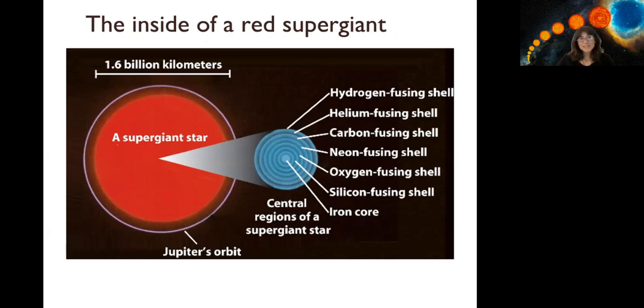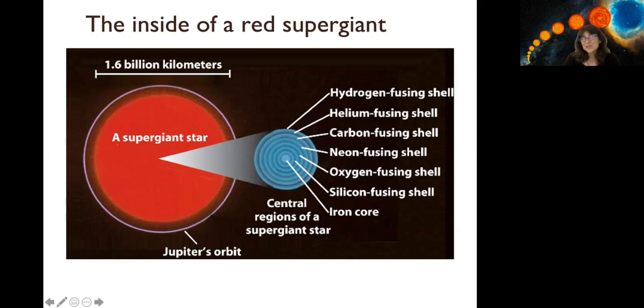So if you were to see a supergiant after a few of the fusion cycles, this is more or less what you would be able to see. A red supergiant is about the size of Jupiter's orbit. And at the very core, at the very end, silicon fuses into iron. So you would see a core of iron surrounded by a lot of shells. You would get silicon fusing, oxygen, neon, carbon, helium, hydrogen, all of this.